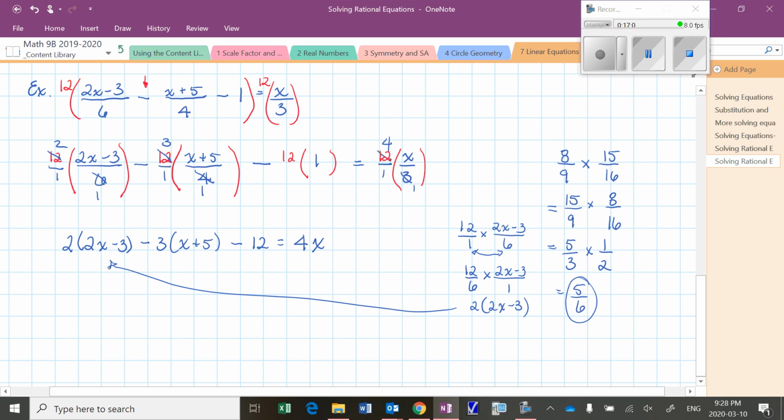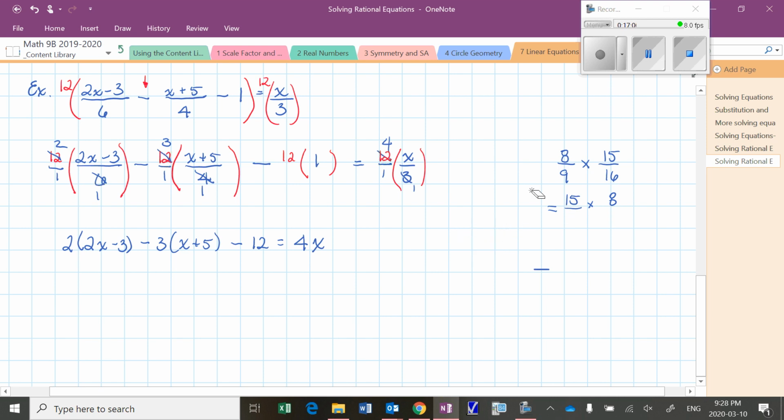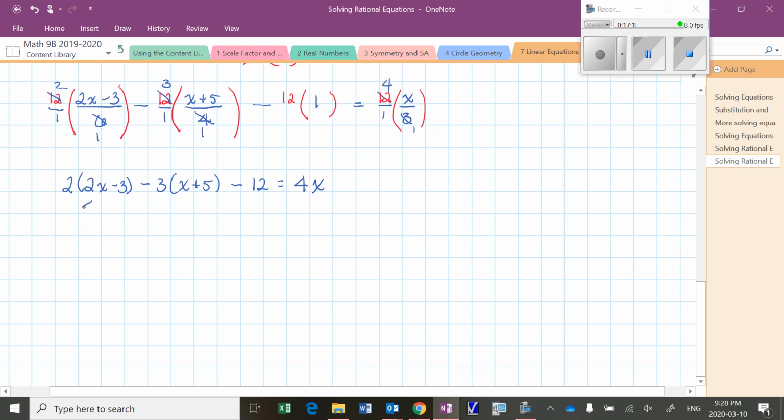Okay, so I'm just going to erase this piece then, and we're going to continue solving our equation there. So distributing in that 2 would give us 4x minus 6, and this is the part where the subtraction gets tricky, because we want to think of it as we're distributing in -3. So we've got 4x minus 6 minus 3x minus 15. So -3 times +5 is -15 minus 12 is equal to 4x.